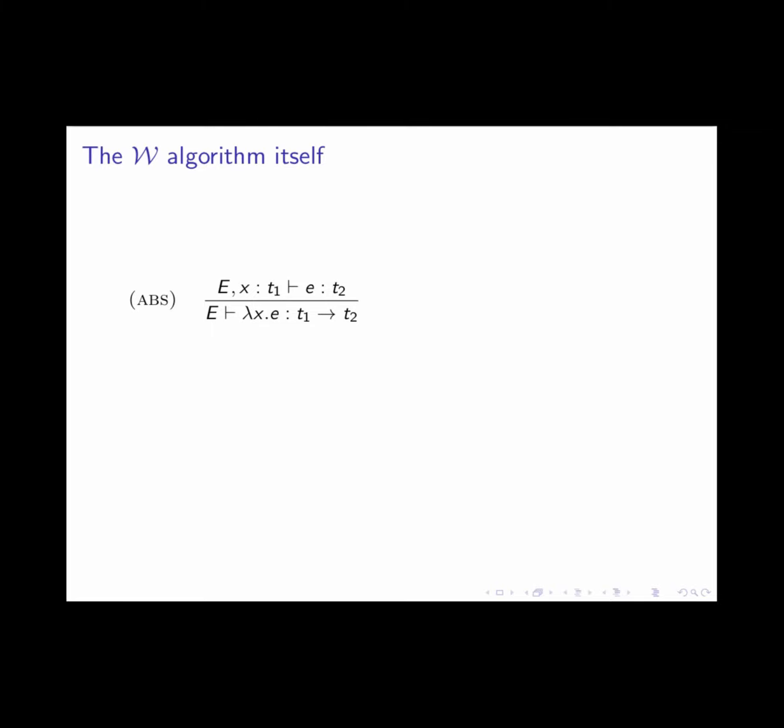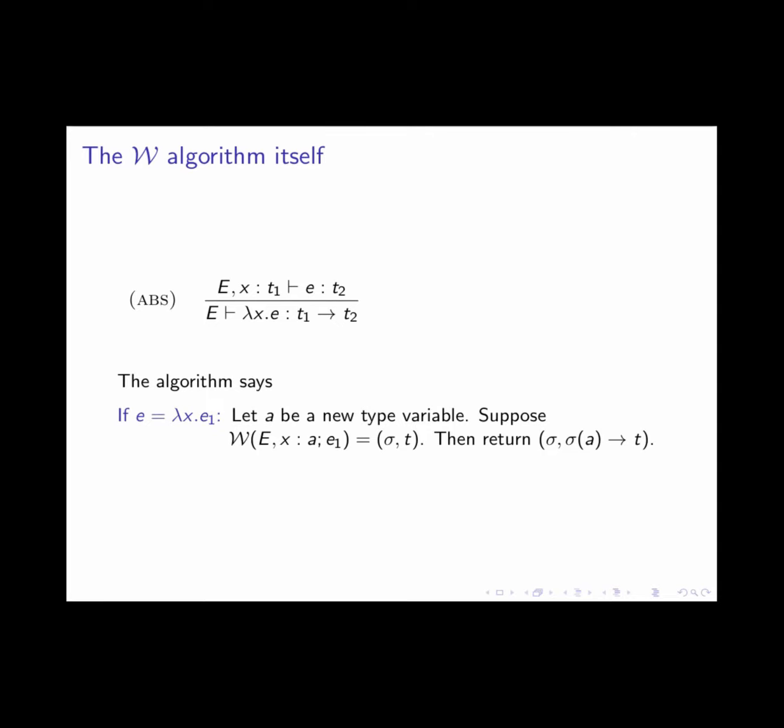Now, how do we handle function abstraction? Well, the type rule for function abstraction said that if we have a lambda x dot e, then this should have an arrow type t1 to t2. And that's the case if the body e has type t2 in an environment that's extended with the assumption that x has type t1. This is captured by the following clause in the algorithm.